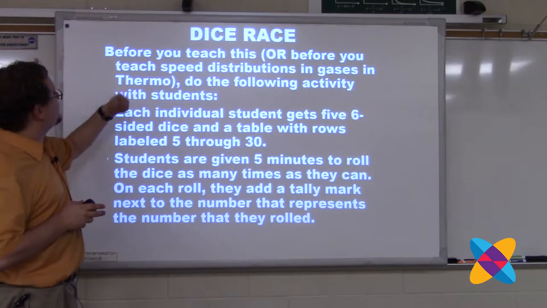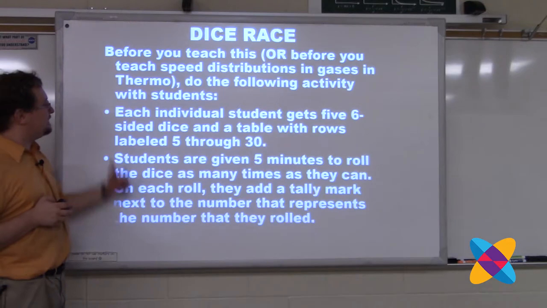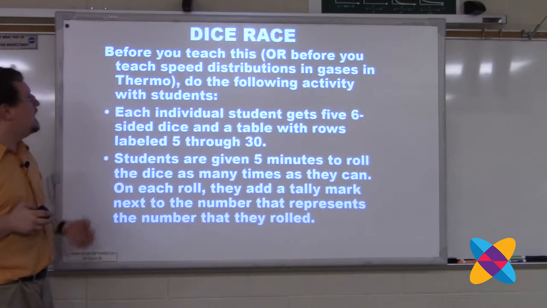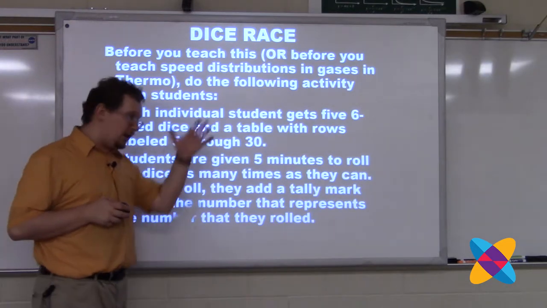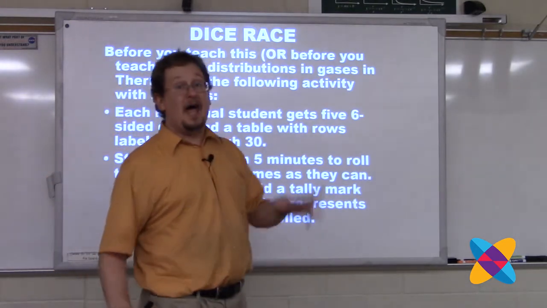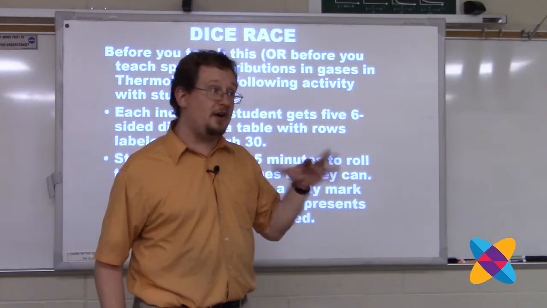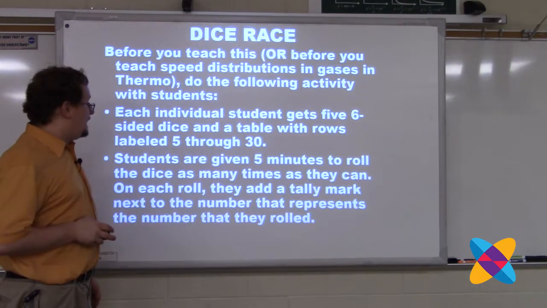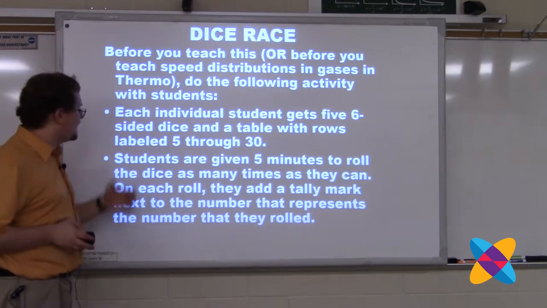So I have them do something called the dice race. Here's the activity. Each individual student gets 5 regular 6-sided dice, and they get a table with rows labeled 5 through 30. Now, you can buy 10 dice for $1 at Dollar Tree, but they're not stocked normally. It's only on special occasions. You can get dice from a website called dicepool.com, or you can get them off Amazon, maybe.